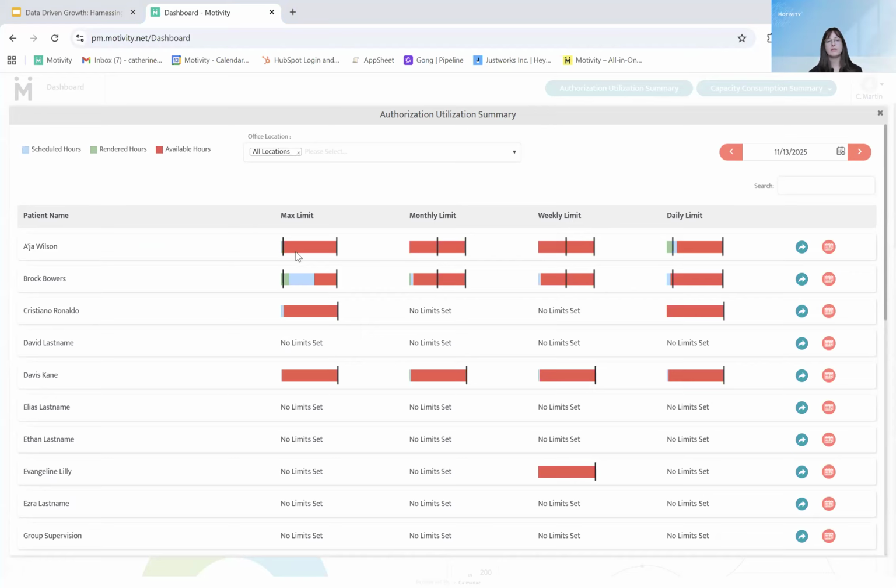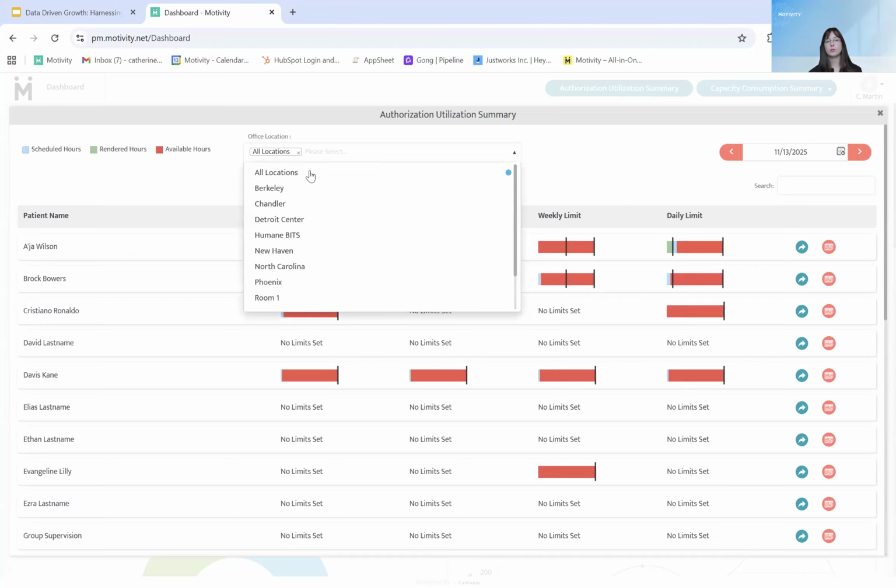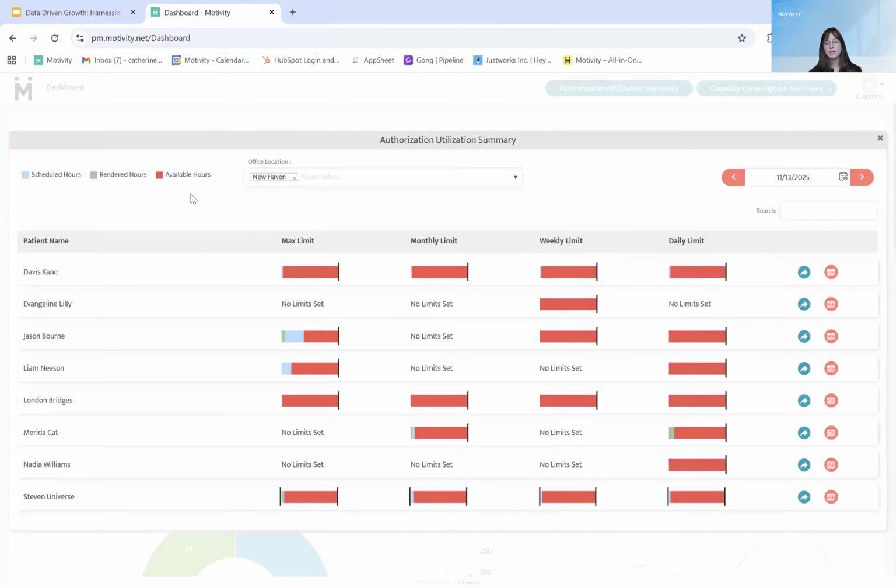In the red, we're able to see available hours. In the blue, we can see scheduled hours. And then in the green, we're going to see rendered hours. Same as with our other dashboards, I can also look across all my locations or a specific location. But this is informing me on how well we're utilizing the authorizations that we have requested for.